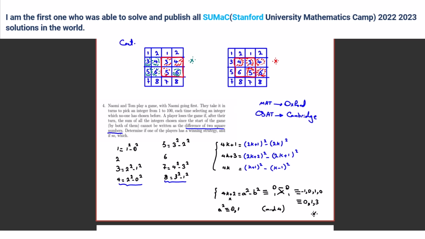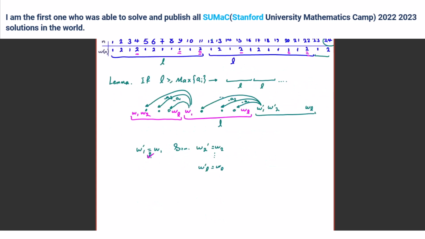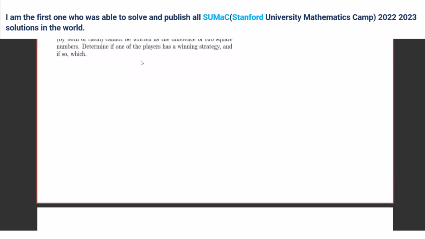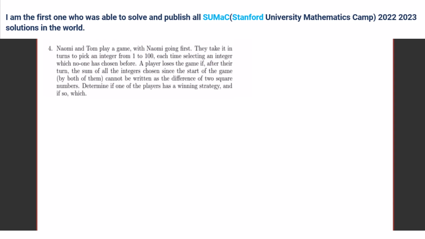Your claim is that who wins? I think Naomi. Okay, so first player, right? The winner is the first player. Can you first explain your strategy, because if you explain and it's wrong, we don't need to read your solution. But if it is correct, I will check it, okay? So explain.